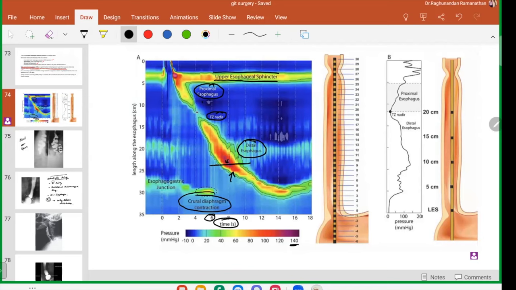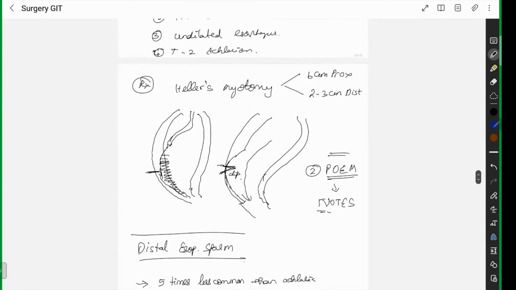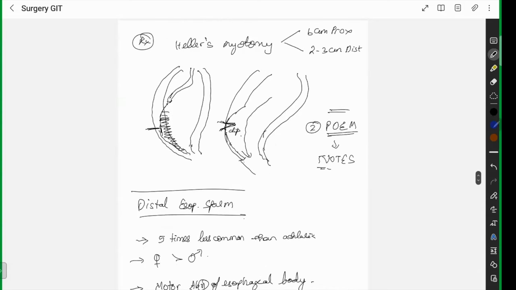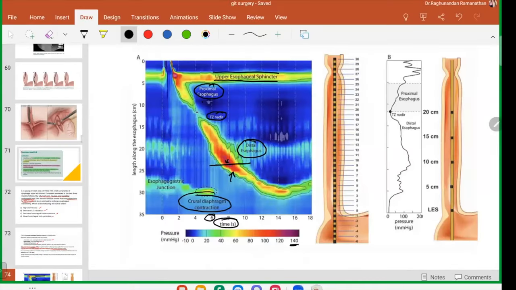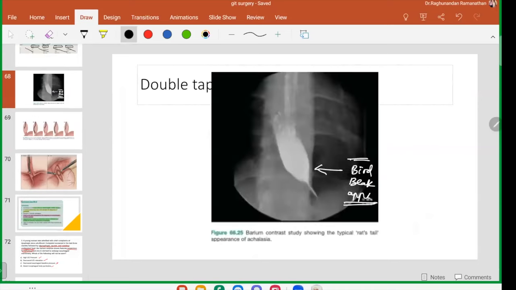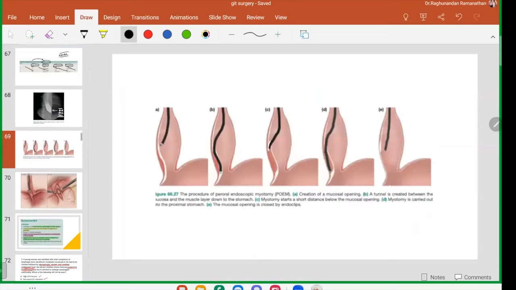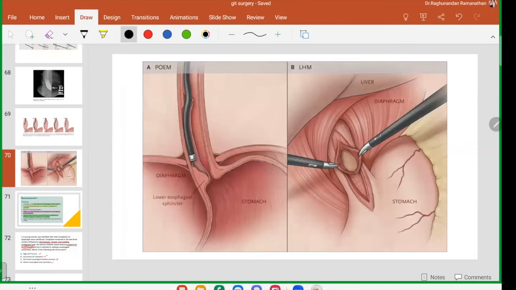Next, let me move on to the LES myotomy. I will show you a picture of the LES myotomy also. So this is your LES myotomy. Can you see here, this is how the LES myotomy is performed. It is like cutting down your lower esophageal sphincter and making sure that the passage is clear for the food to go. And this is your POEM, and this is your LES myotomy. In the open approach, you go in a straight direction, putting an incision and doing it.